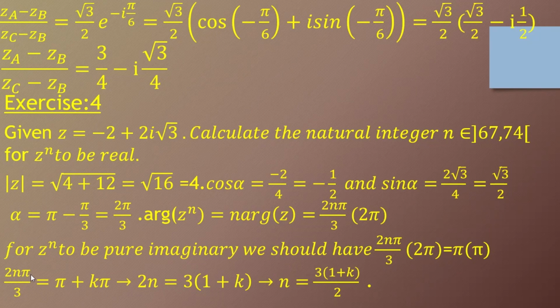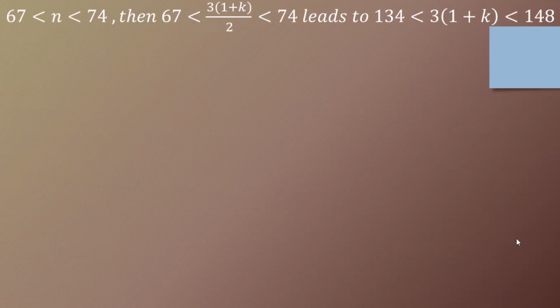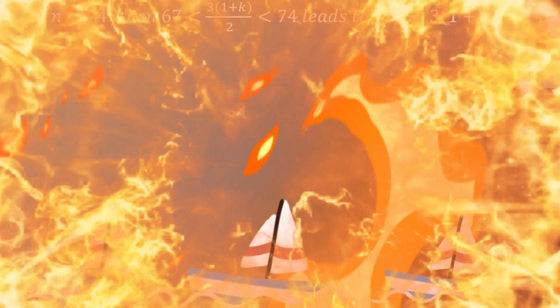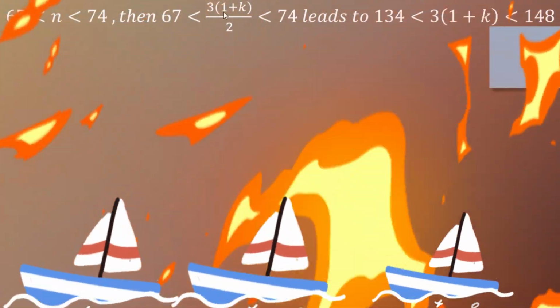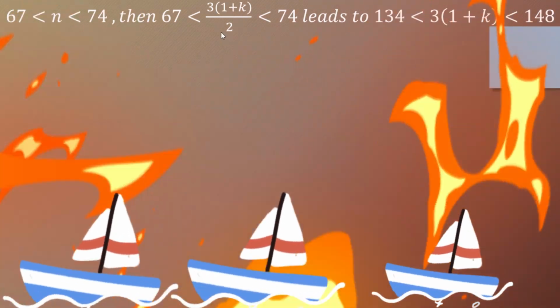It means 2n pi over 3 equals pi plus k pi. Simplify by pi and multiply by 3, we get 2n equals 3 into 1 plus k, so n equals 3 into 1 plus k divided by 2. We have to calculate n, an integer between 67 and 74. Substitute n with 3 into 1 plus k divided by 2.